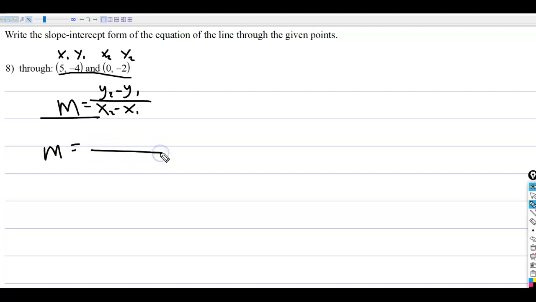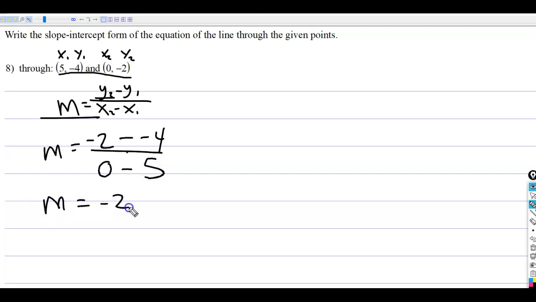So based on how I labeled them up at the top, I'm going to start with y2. y2, I labeled that as the -2, minus y1, which is a -4. Notice I've got double negatives there. The middle one is a minus that comes from the formula. The next one is from the number -4. On the bottom, we have x2 minus x1, so that would be 0 minus 5.